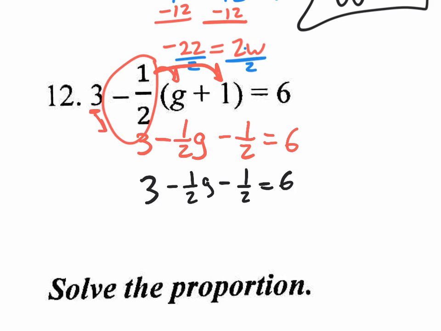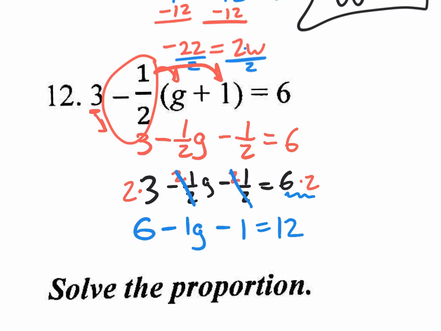So now I'm going to multiply everything by the denominator 2 to get rid of the fractions. So if I multiply by 2, multiply everything by 2, we're going to end up with 6 minus, the 2's cancel, you have a 1g. The 2's cancel, you have a -1. 6 times 2 is 12. So there's our new equation.